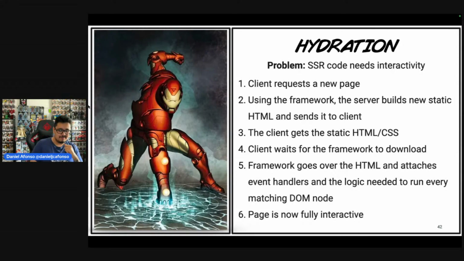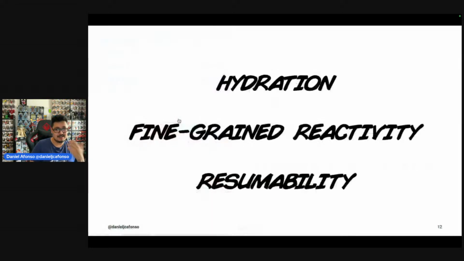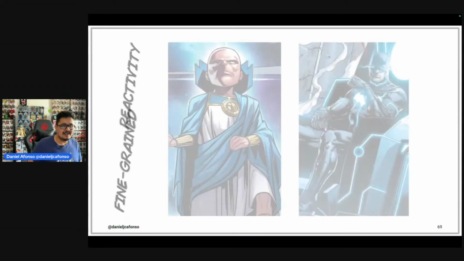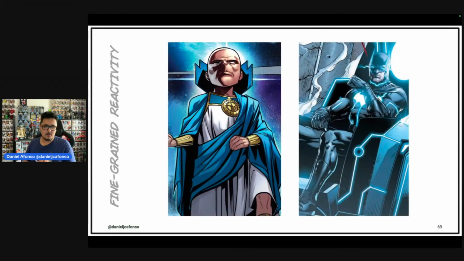So now let's go to another story. We still have 18 minutes. Okay, so let's go to fine-grained reactivity. Now, for fine-grained reactivity, there are two options here. There's the option of my friend Watu and the Watchers from Marvel, and there's the option of Batman when he's sat on the Mobius chair.